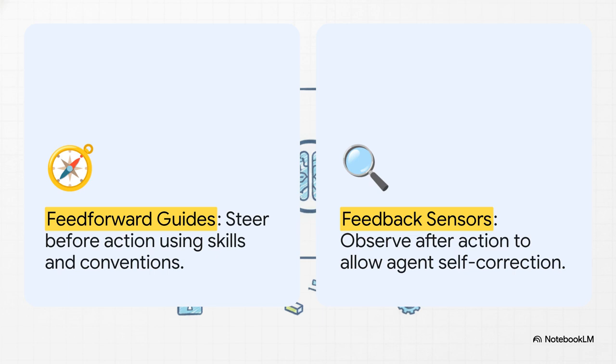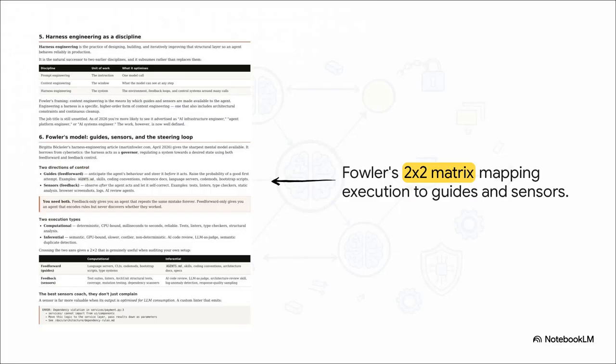A feedback-only setup just gives you an agent that repeats the exact same mistakes forever. But a feed-forward-only setup gives you an agent that encodes rules but never actually discovers if they worked in practice. If you want to audit your own setup, this 2x2 matrix is a fantastic tool. It basically maps out your execution types. On one axis, you have fast, deterministic computational checks, like linters. And on the other, you have slower, semantic inferential checks, like having an AI review the code. The real trick here is balancing these across your agent's entire workflow.